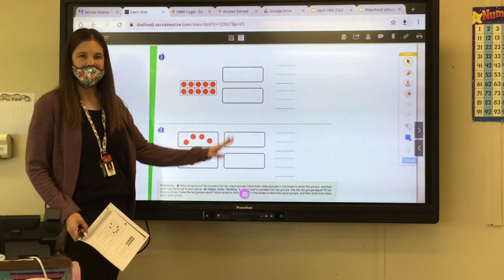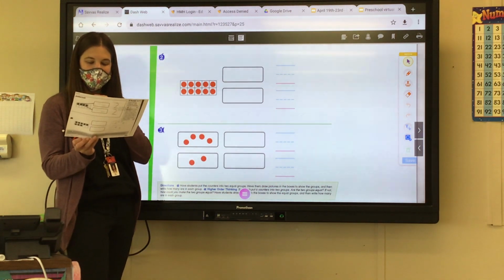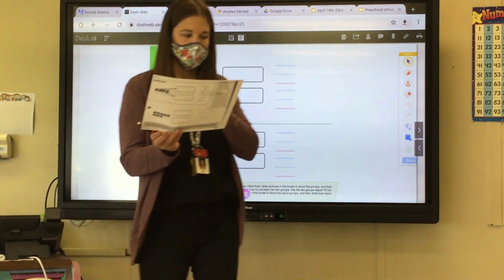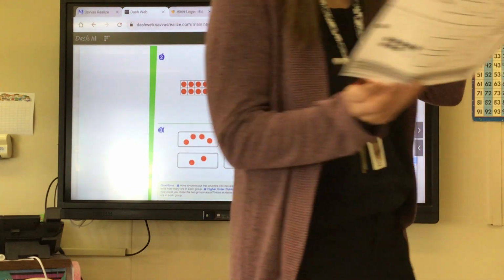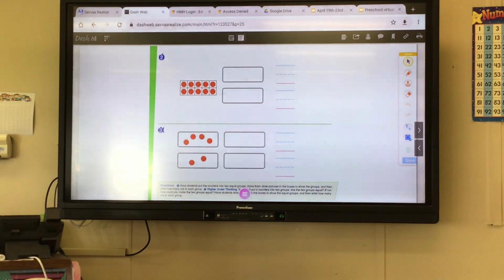Can you put some in the top, some in the bottom to make them equal? Go ahead, there's 6 altogether. So think about how many you're going to put in the top and how many you're going to put in the bottom group for 6 counters. And then write how many are in each group.